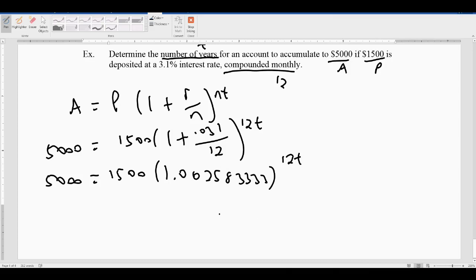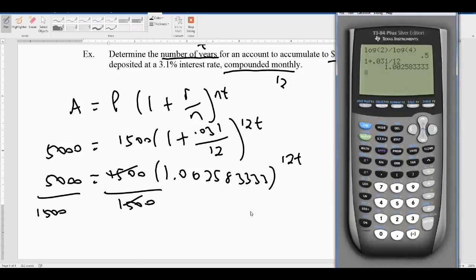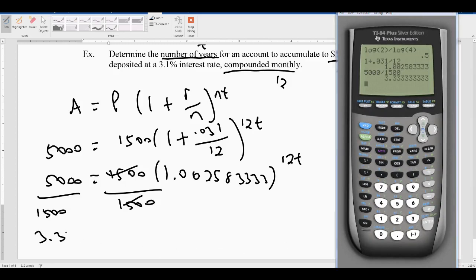To the 12t. Now what I'm going to do is start to eliminate numbers that are with the t. So I'm going to eliminate the 1,500 first. It's easier to do first. So let's divide both sides by 1,500. Those will cancel out. We end up with 5,000 divided by 1,500. We get that. Once again, I'm not going to leave anything out. 3.33333333, how many are there? 3, 4, 5, 6, 7, 9. You may not need to write all those out, but I'm just going to be safe.